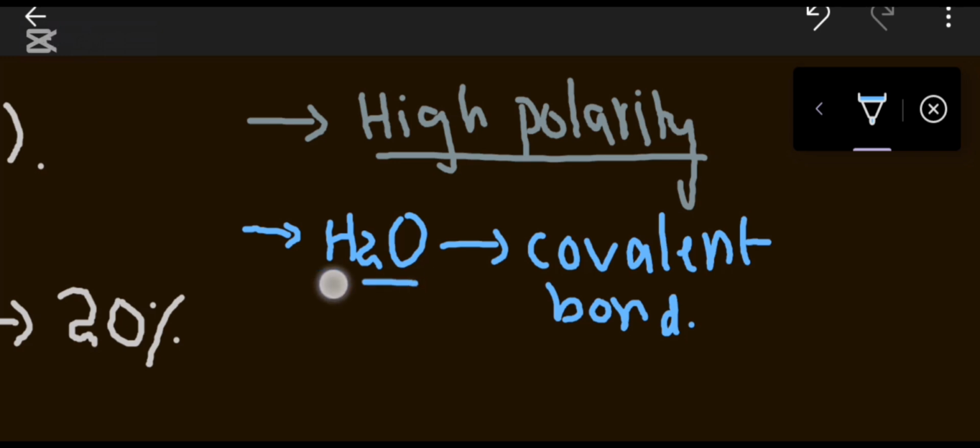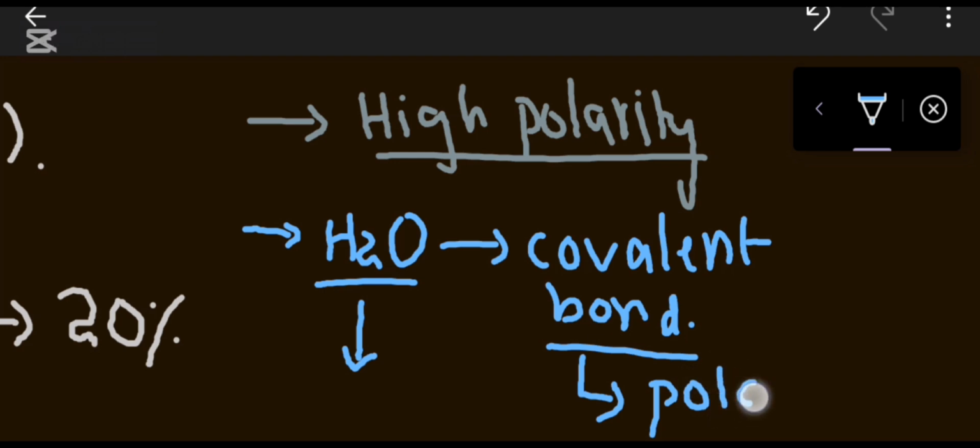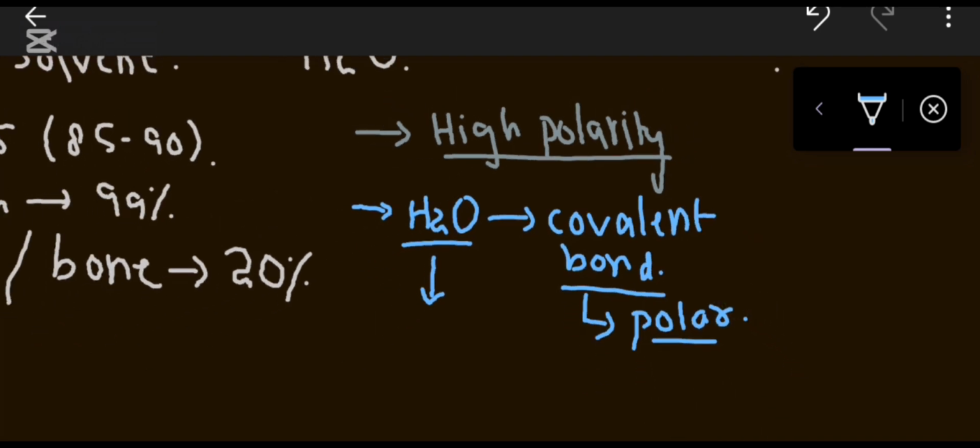But here, in hydrogen and oxygen, this means in water, the hydrogen and oxygen do not completely share their electrons. So this is a covalent bond, however, it is a polar covalent bond, right? A covalent bond is mostly non-polar, but the water molecule is a polar covalent bond. So this question can be asked: which property, high polarity, makes water the universal solvent?